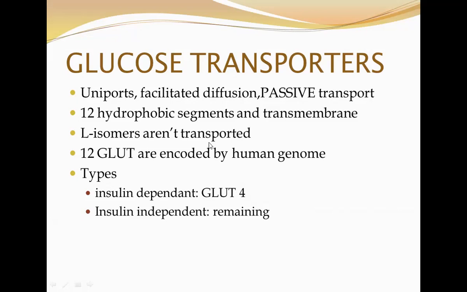Any cell membrane is a bilayer, no? So they will span through that bilayer membrane. Only L isomers of glucose are transported. So far, 12 GLUTs are encoded by the human genome.